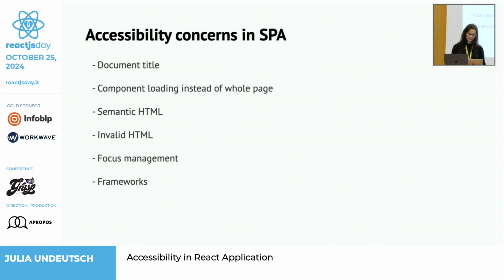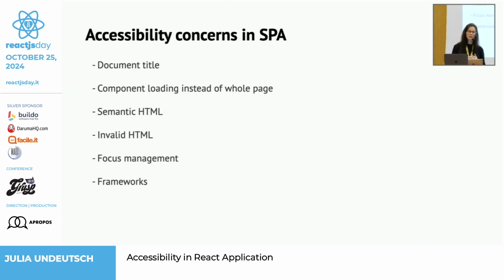And as already mentioned, HTML is a cornerstone of any accessible website, and the page structure as well. So like a sound heading outline, using landmarks. It's important how the DOM is structured and how this is converted into the accessibility tree. And of course, semantic HTML in general plays an important role.